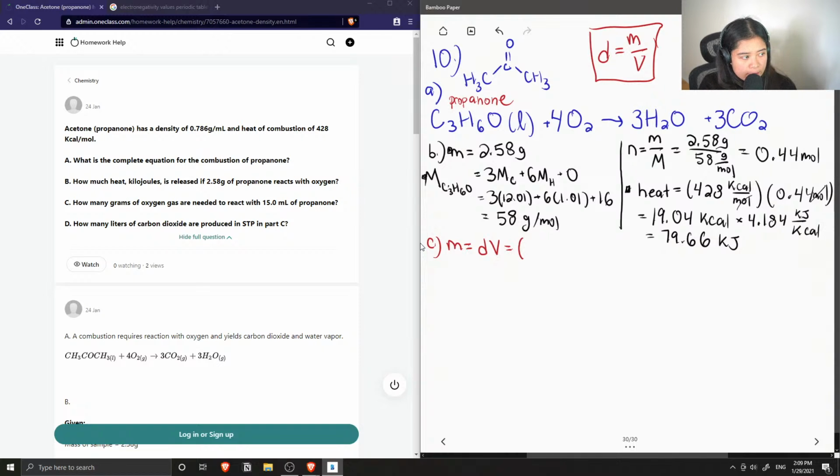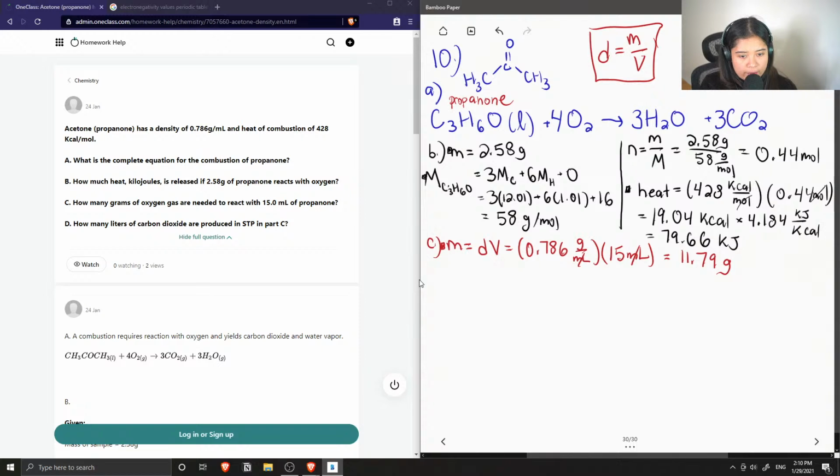So the density was given in the equation. It was 0.786 grams per milliliter. And our volume of propanone was 15 milliliters. So now our milliliters will cancel out, and we know our mass of propanone now, which is 11.79 grams.